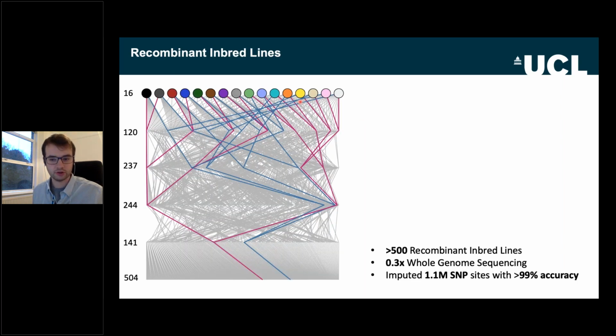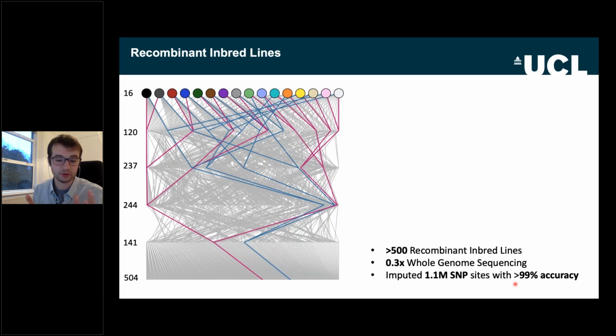So this figure shows the pedigree, and these circles are the 16 founders I've just discussed, and they were crossed in a series of funnels. So 2 funnels are highlighted, one in pink and one in blue, and each combines all 16 founders in a balanced way, like I explained earlier. So after these crosses have been made, and then there's 7 generations of selfing, there's over 500 recombinant inbred lines, which we sequence at low coverage of 0.3x on average. And from that data, we're able to impute over 1 million SNP sites with high accuracy.